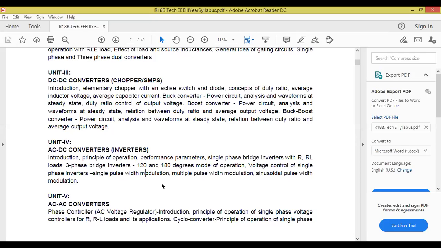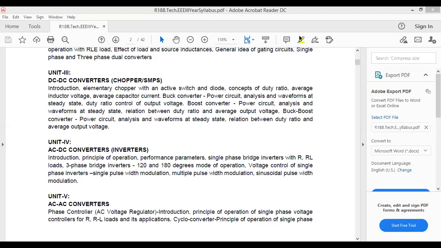Now you can see in the syllabus they have not given series inverter and parallel inverter, but still in the examination they will give you the series and parallel inverter. That's why we took them in the last class. Our last class topic was the parallel inverter. So now today's topic is the bridge inverter derivation, and after derivation we go for the voltage control of single phase inverters. Two topics we will take.